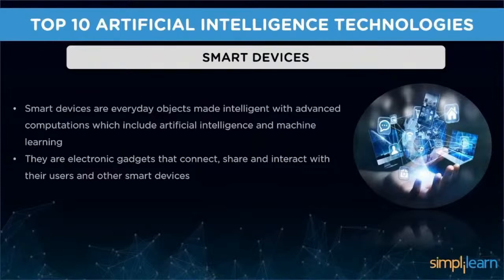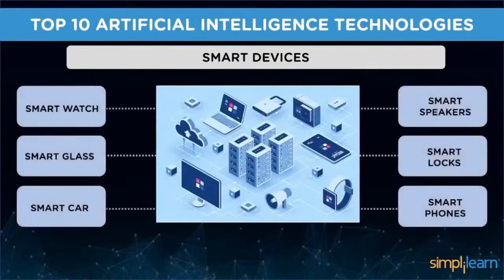They can be used in almost every industry to improve efficiency and optimize the operations. Smart devices are everyday objects made intelligent with advanced computations, which include artificial intelligence and machine learning. They are electronic gadgets that are able to connect, share, and interact with its users and other smart devices. Some of the smart devices are smart watches, smart glasses, smartphones, smart speakers, etc.